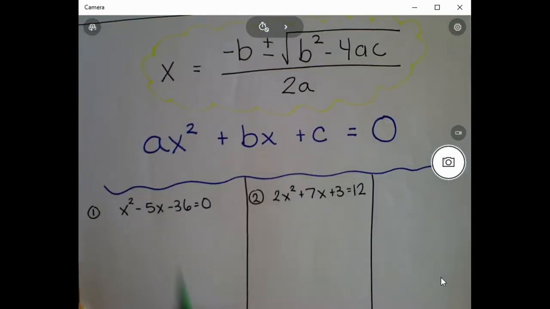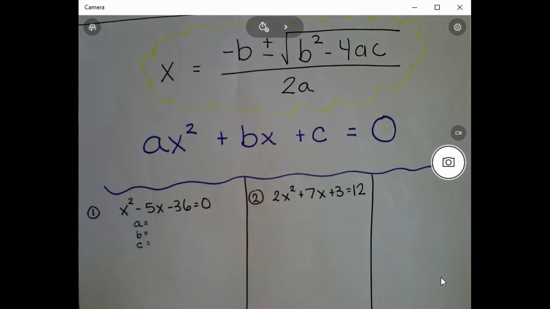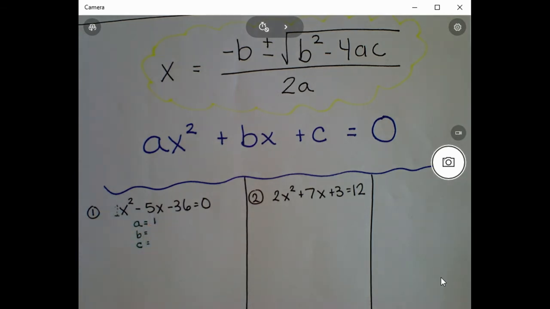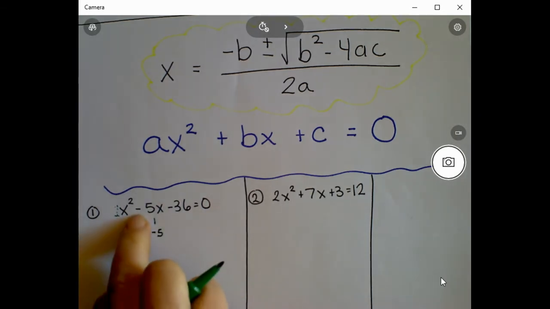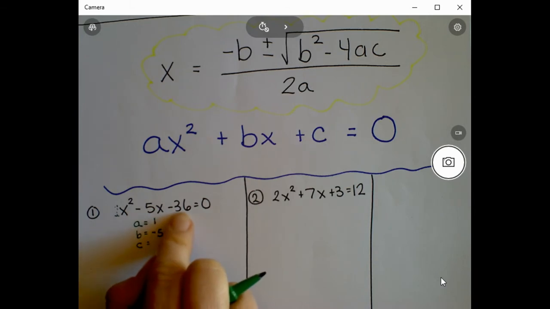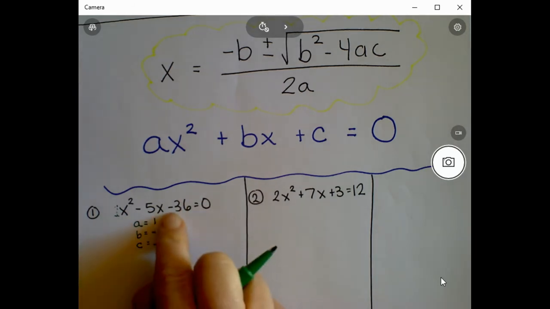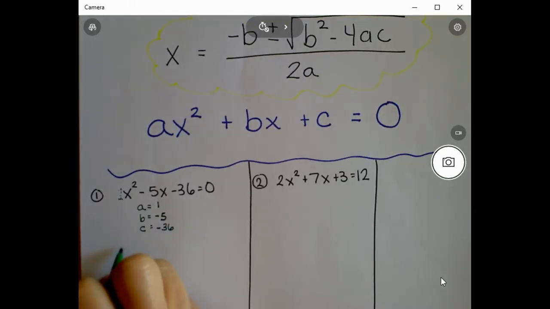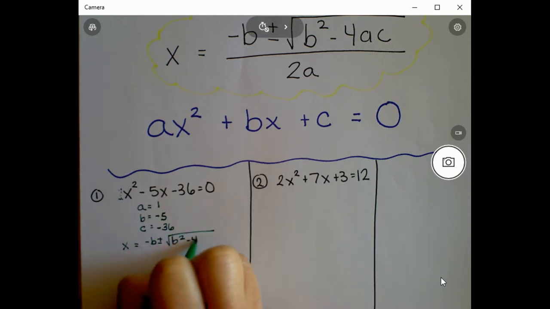So let's check it out. For me, I think it's super helpful to clarify. So we're going to write a, b, and c here so you can pull them from the formula. The coefficient of x squared is that implied 1. So a is 1. The coefficient of the x term is negative 5. Don't forget to bring the negative. The constant term is negative 36. Again, don't forget to bring that negative. Okay, now we're going to write the formula, because the more often that you write this formula, the more you will have it memorized.